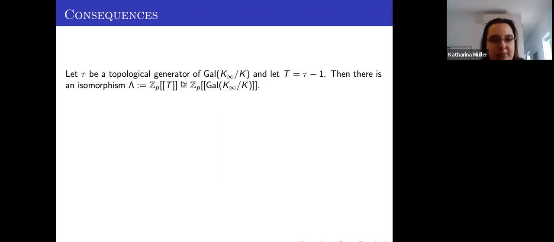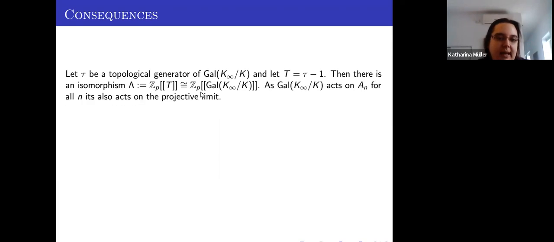And this isomorphism is non-canonical. It depends on the choice of the topological generator, but we don't care about this. We just fix one generator once and for all and work with it. And of course, the Galois group K∞ over K acts on each A_n, so it also acts on the projective limit.